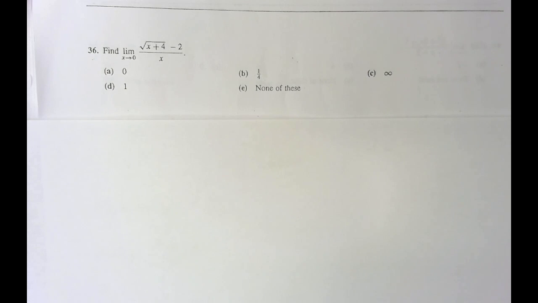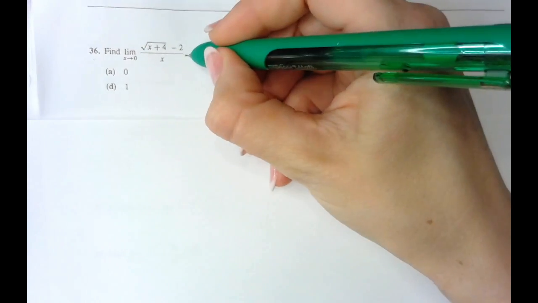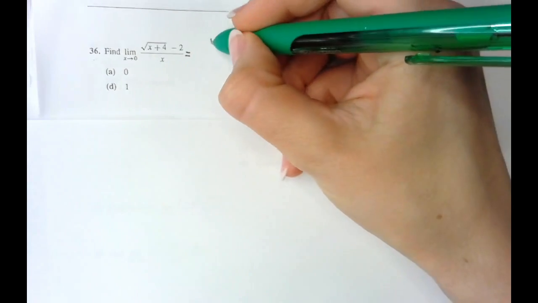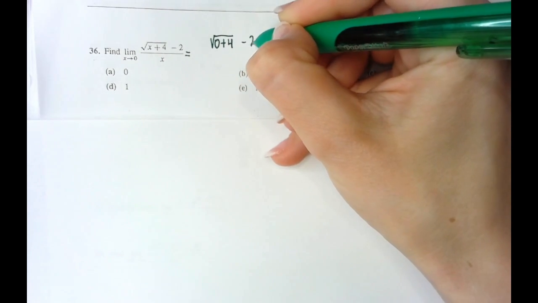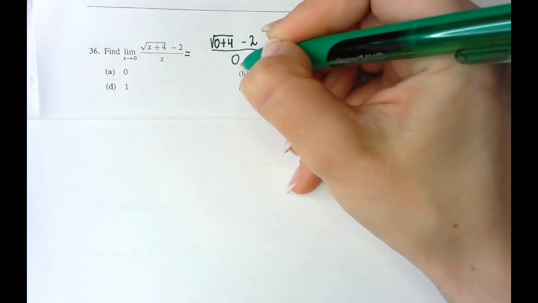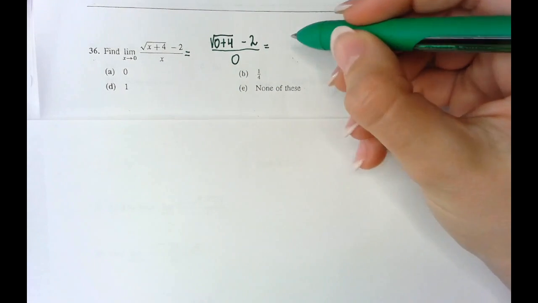Here we have a very classic limit example. If I try direct substitution, yet again, what happens? I'm going to go ahead and fill in 0 for x. That gives the square root of 0 plus 4 minus 2 over 0, which is a no. But I want to know more. Is it just the 0 on bottom, or is it the indeterminate form?